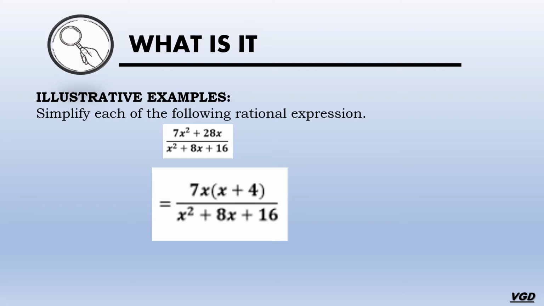So the first thing that you're going to do is to factor the numerator first by getting the greatest common monomial factor, and the remaining factor, of 7x squared plus 28x. So we got here the greatest common monomial factor, which is 7x, and the remaining factor, which is x plus 4.